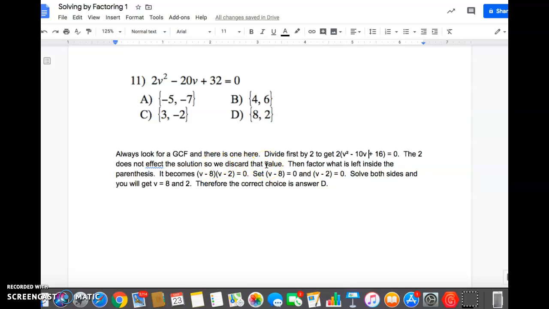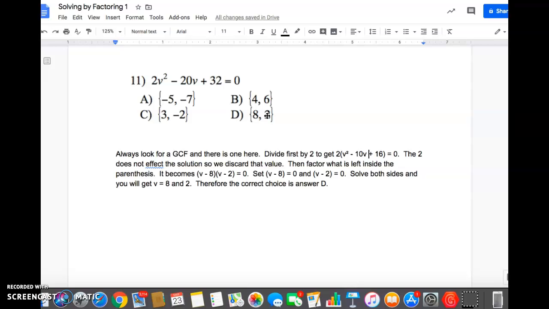Right, but we can factor what's inside the parenthesis, and it becomes, remember this is the original factoring, what multiplies for 16 and adds for negative 10. Right, so it becomes negative 8 and negative 2. This is the simple version with no number in front of v squared. We literally put v minus 8 and v minus 2 equals 0. Then set v minus 8 equal to 0, add 8 to both sides, so you get the 8. Add 2 to both sides, so you get the 2. So therefore, 8 and 2 is your answer, which is choice D.